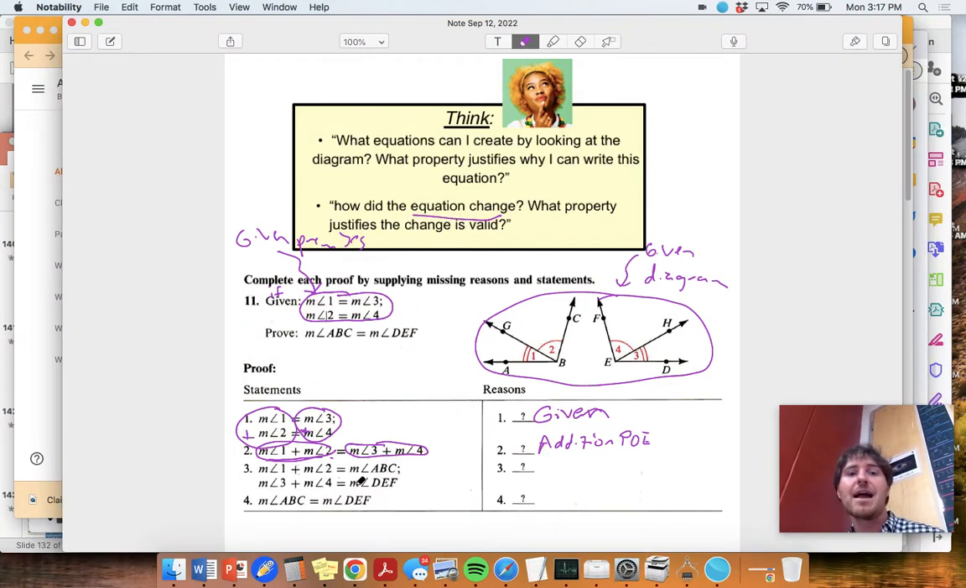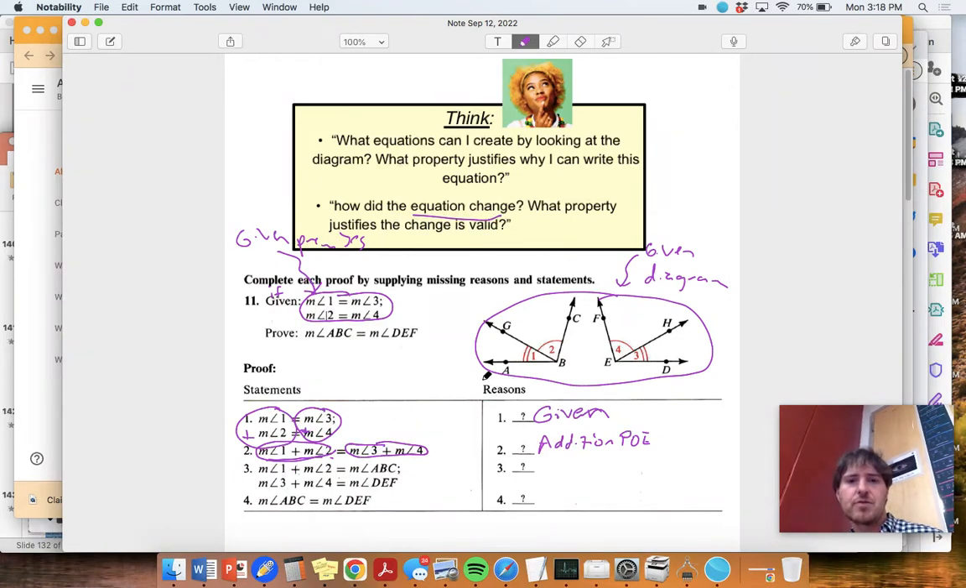Next up, I have a couple of equations. If I ask myself how my equation changed from step 2 to step 3, all of a sudden I'm talking about angle ABC and angle DAF. I wasn't talking about that in step 2. So I really can't rewrite this as this down here. I need another reason for it. That's when I go to my given diagram. What's going to justify this?